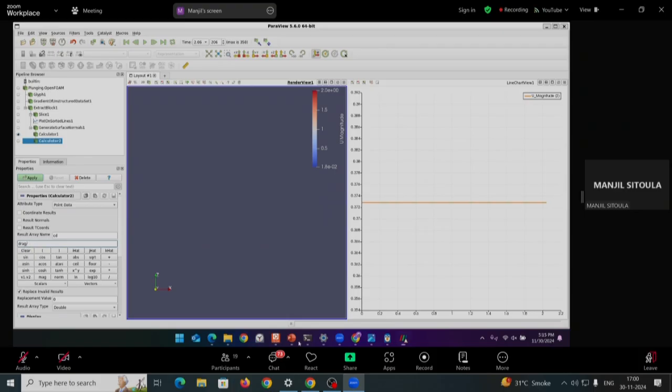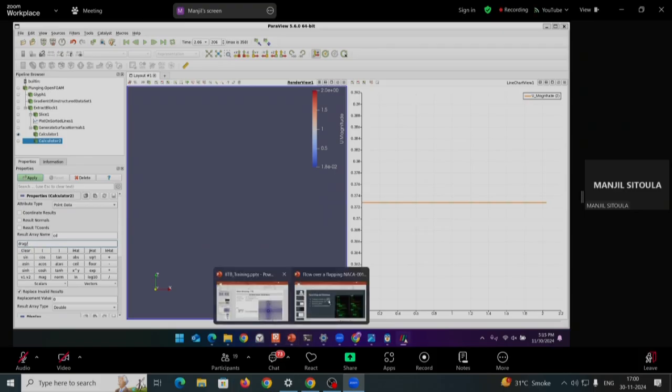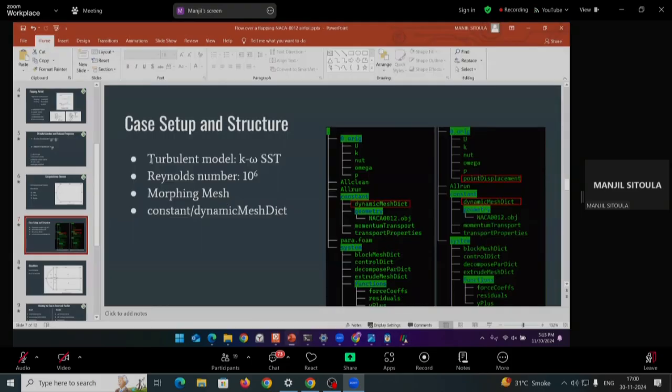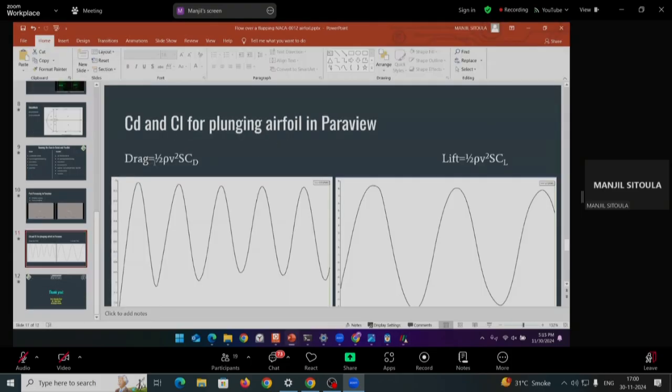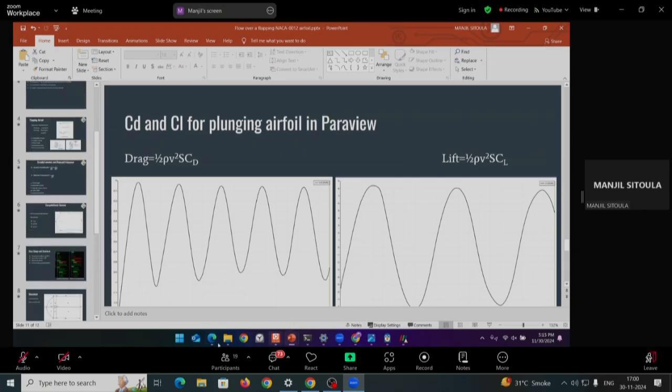let me show my presentation. So this is the formula to plot the drag and lift. Half rho v squared: since rho is 1, half means 0.5, and velocity v is also 1 meter per second, and the area is the planform area of the airfoil. Since our height in the y direction is 0.2, we need to multiply the chord length by 0.2. Let me show you the blockMesh file.